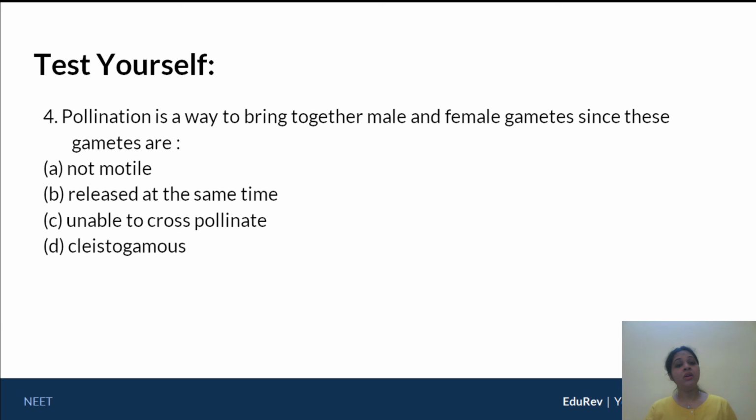The next question. Pollination is a way to bring together the male and the female gametes since these gametes are dash. A, non-motile. If you consider the male gamete is in a way non-motile, the female gamete for sure is non-motile. B, released at the same time. Now we know they're not always, or rather the egg cell is never released, so we can't even consider that. C, unable to cross-pollinate, but we don't always require cross-pollination, right? You also require pollination for self-pollination, self-transfer. Cleistogamous. Now in cleistogamy, you do not require a pollinating agent as we have already studied. So the answer here is option A.